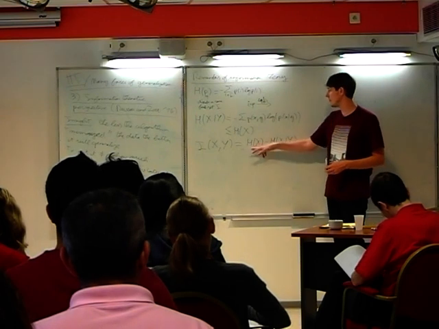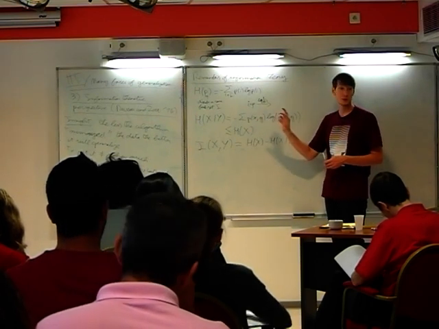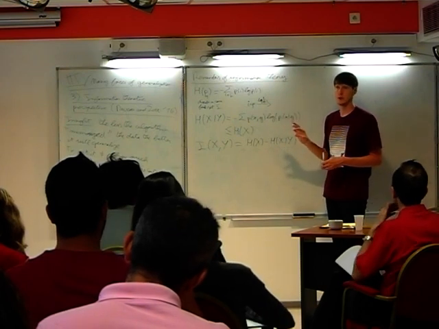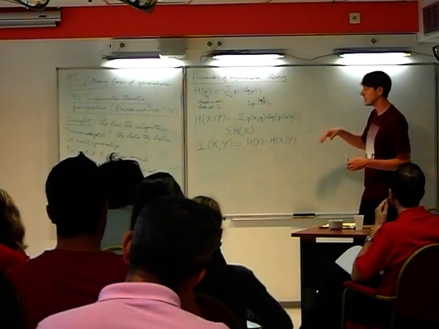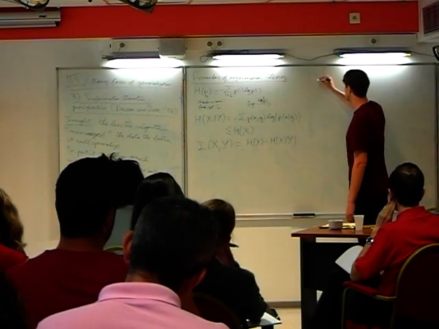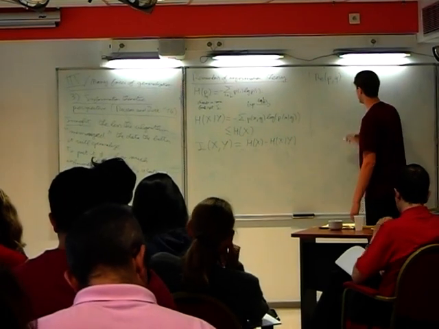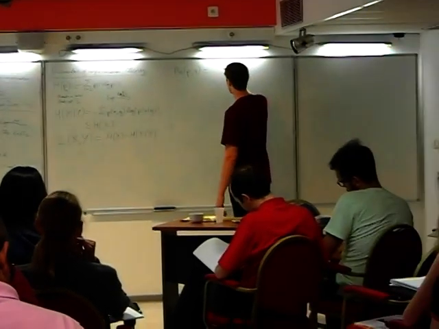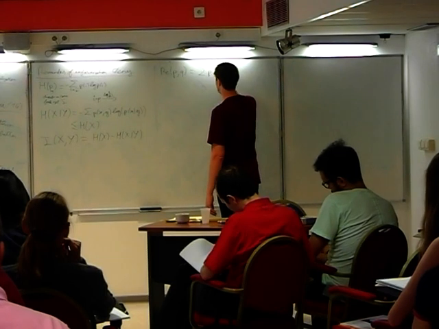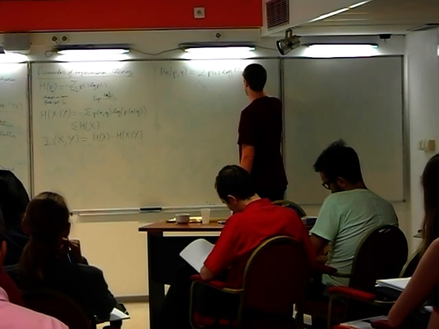Now, it's not obvious from this formula that this quantity is symmetric with respect to x and y. Let me just show you that this is symmetric and give another interpretation. So to do this, remember what the relative entropy is. The relative entropy between P and Q is nothing but the sum of, let's say, P of i log P of i over Q of i.